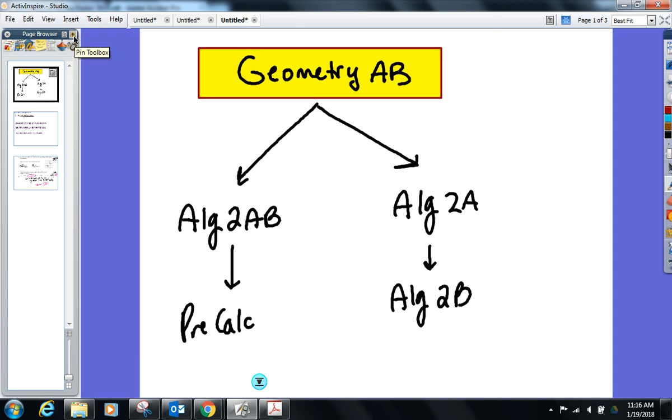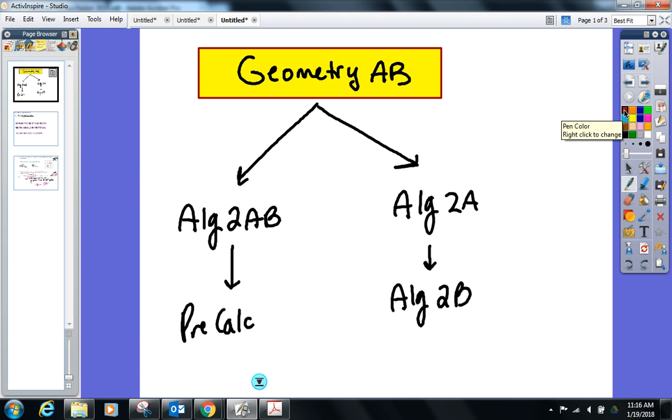And how I'm probably going to base my recommendations on when we talk next Friday. Okay, we're all in Geometry AB now. You have two options next year. You have Algebra 2 AB and you have Algebra 2A. Okay, difference in the courses.